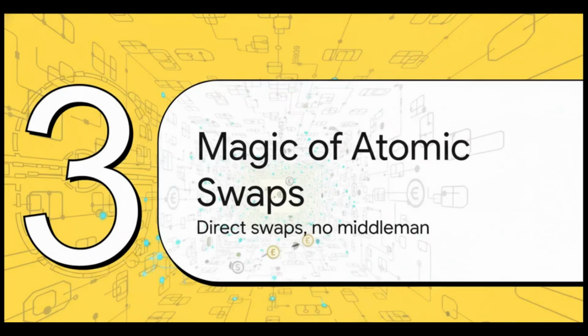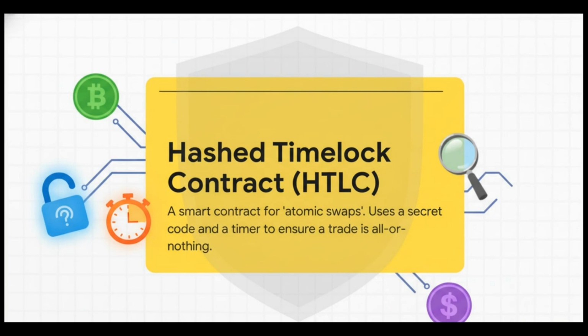So how in the world does this all-or-nothing guarantee actually work? Well, it's not exactly magic, but it is some seriously clever code that lets two people swap directly with each other, completely cutting out that risky middleman. The engine that powers this whole thing is a special kind of smart contract called a hashed time lock contract, or an HTLC. The easiest way to think about it is like a digital escrow service that's run completely by code, not by a person. It uses two main things: a secret code, that's the hash lock, and a countdown timer, the time lock, to make sure nobody can possibly cheat the system.